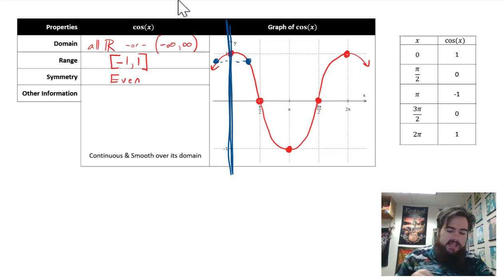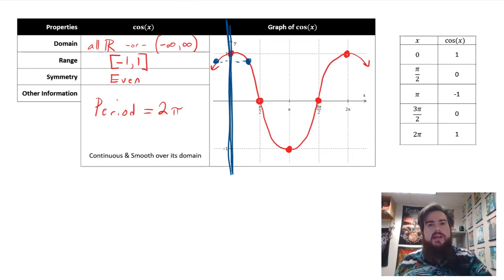For the properties, yet again, it is continuous and smooth over its entire domain, which again means it has no breaks, gaps, asymptotes, or anything like that. And also, it is periodic, and it has a period of 2 pi, which means, just like with sine, it takes a distance of 2 pi along the x-axis for the graph to begin to repeat itself.